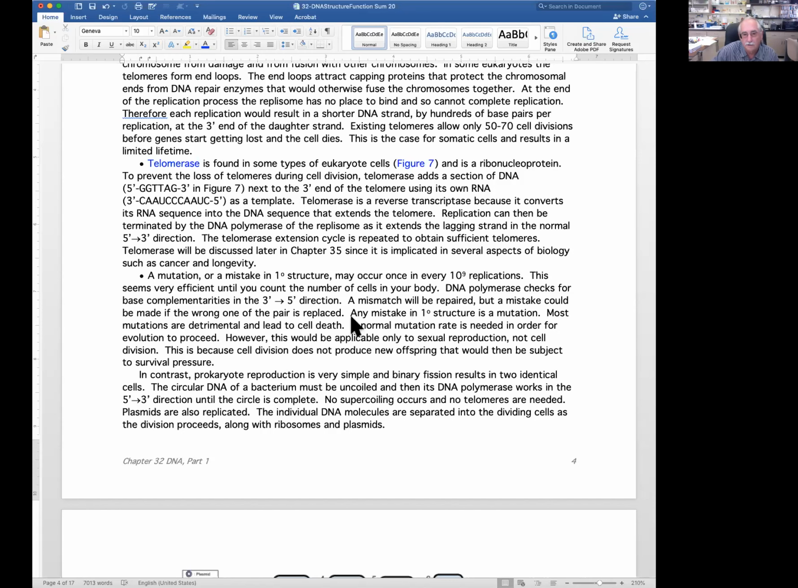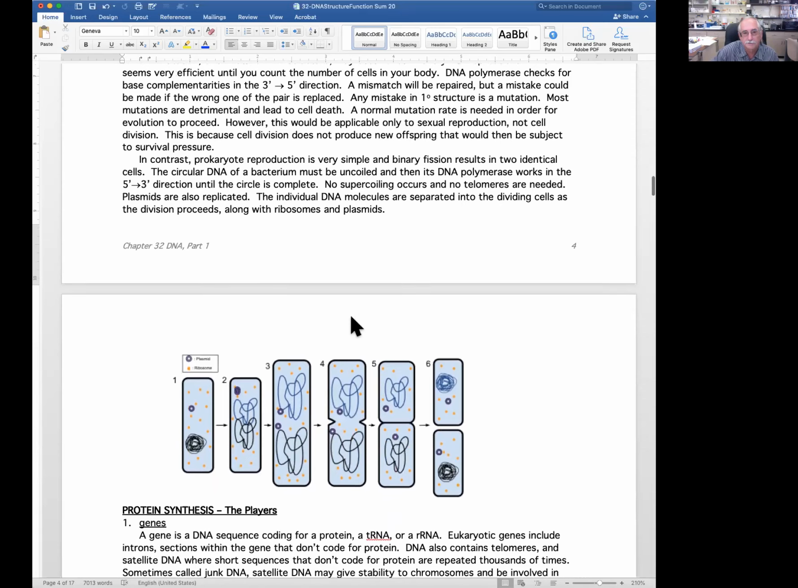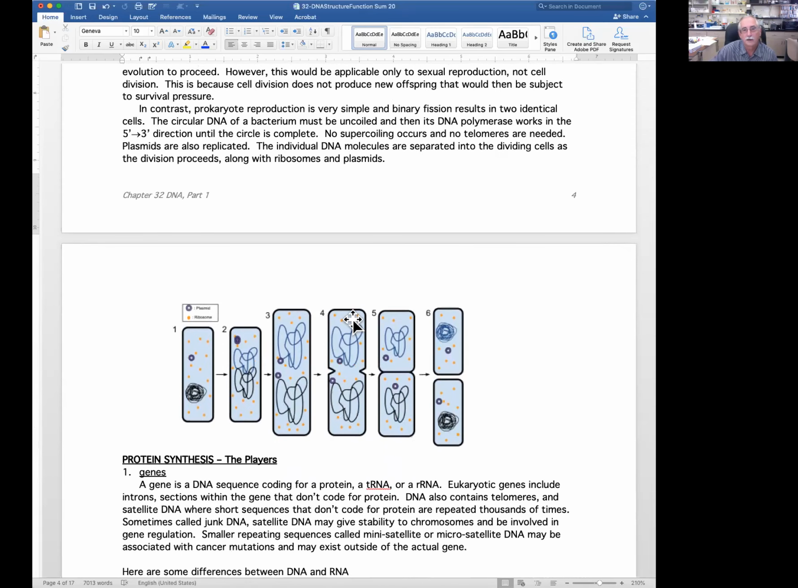Now let's look at prokaryotes. Prokaryote reproduction is extremely simple. Binary fission results in two identical cells because the DNA is circular. You don't have to worry about telomerase or anything else like that. And because of that, they're not senescent. They're immortal cells. You can keep growing them forever and ever.